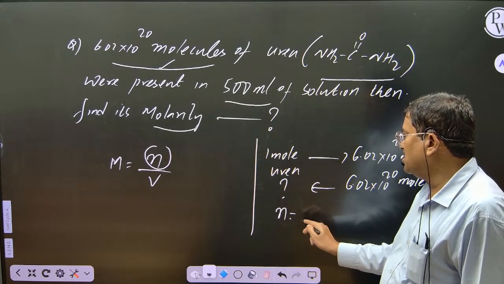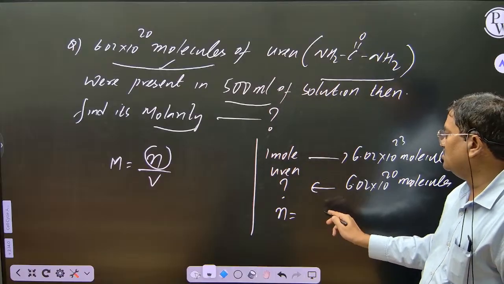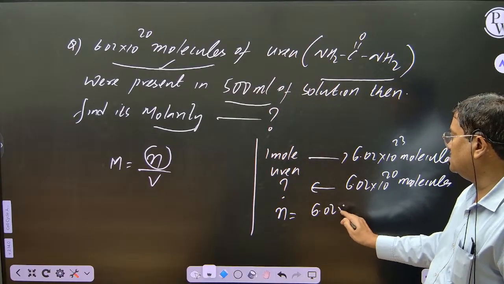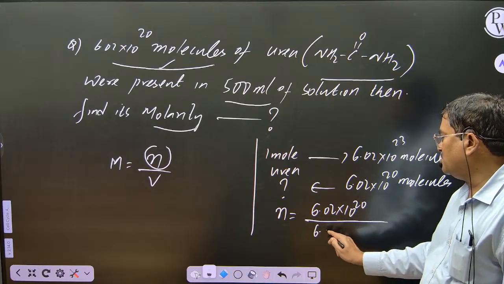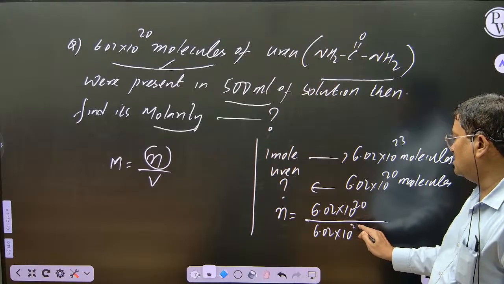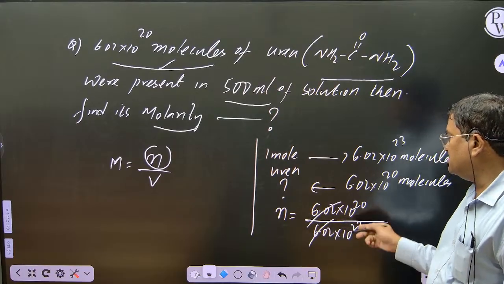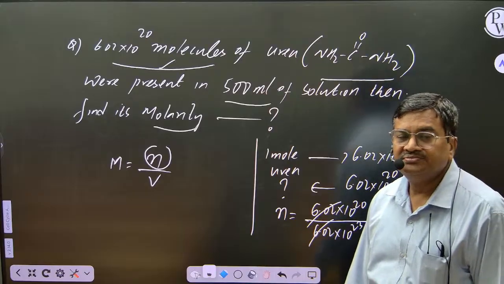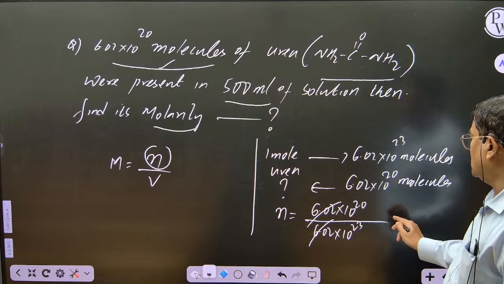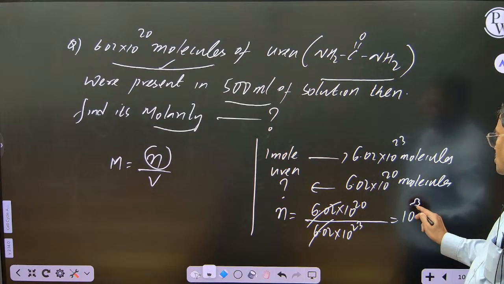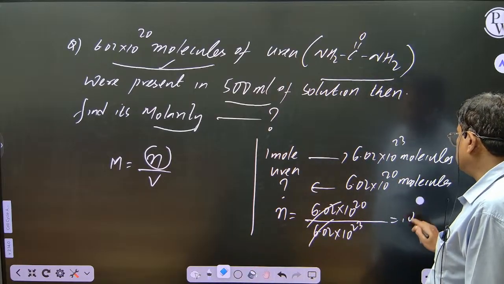That will give the number of moles, or not? So how do you get the number of moles? The given molecules: 6.02 into 10 power 20. This we have to divide by the Avogadro number, 6.02 into 10 power 23. So this gets cancelled, and the 10 power 23 comes to the numerator. So minus 23 plus 20. How much does that come to, students? That comes to 10 power minus 3 moles. This is nothing but 10 power minus 3 moles.